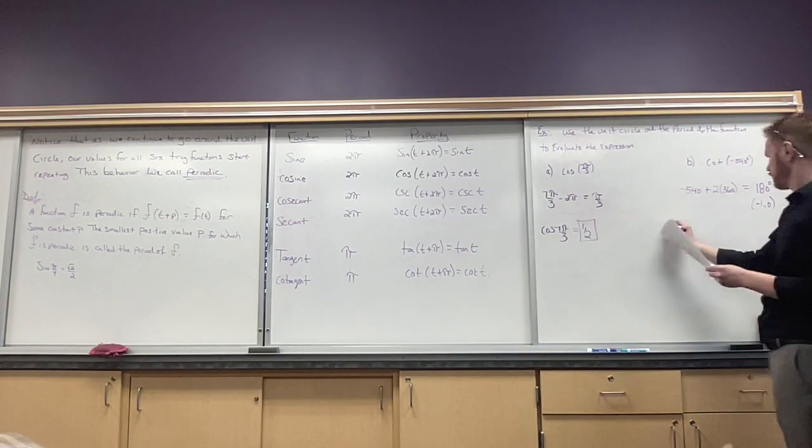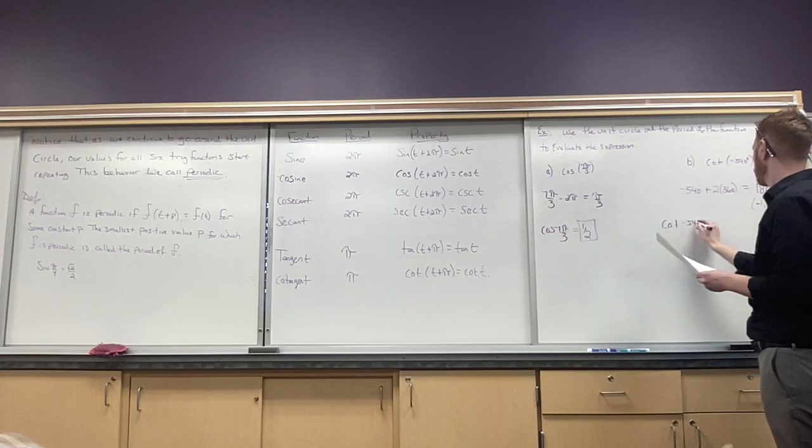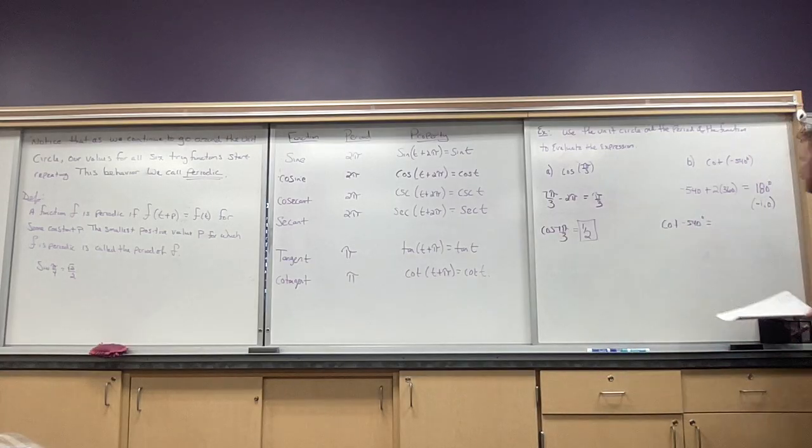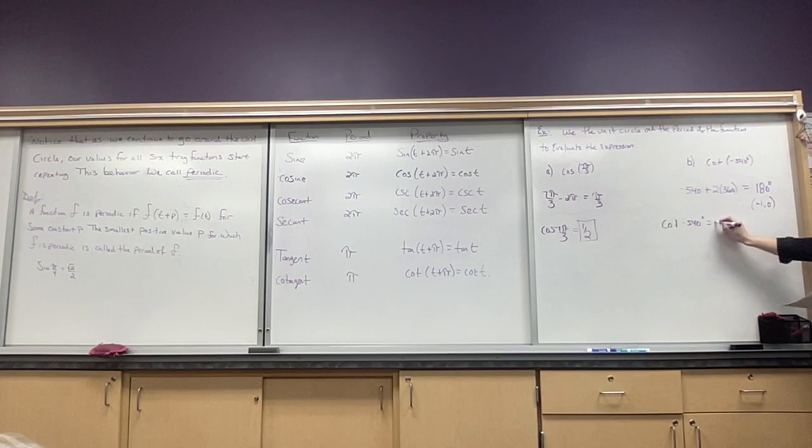So cotangent of negative 540, okay? So cotangent is the opposite, right? It's the x over y. Well, x is negative 1, y is 0, that's on the bottom, so therefore it's undefined. Not going to work for us.